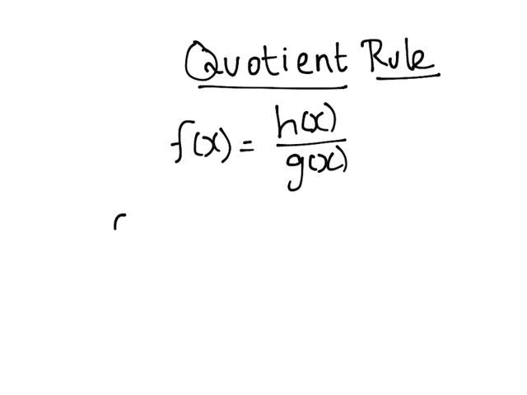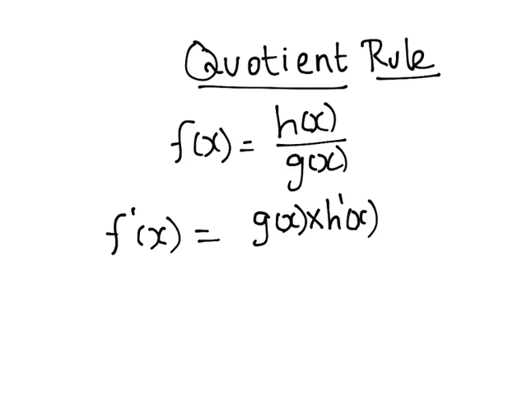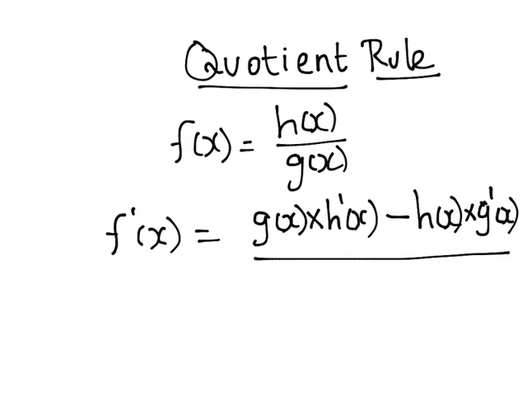Now the quotient rule says that f dash of x, that is the derivative of f of x, is nothing but g of x, which is the denominator, multiplied with h dash of x, that means the derivative of the numerator, minus h of x multiplied with g dash of x, that is the derivative of the denominator, divided by g of x squared.